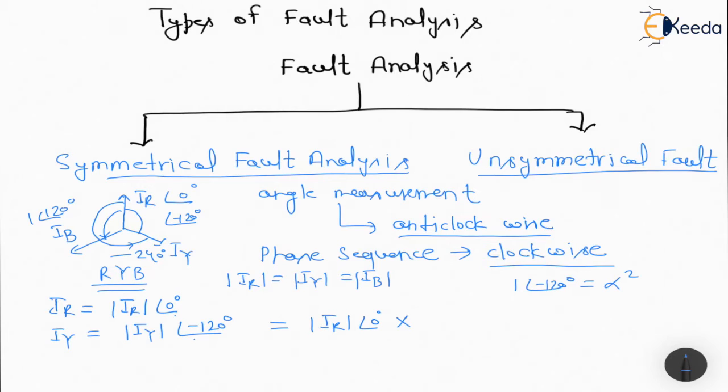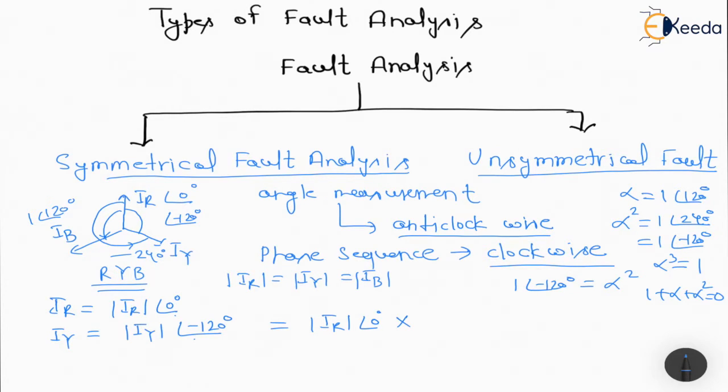We know the value of alpha. The value of alpha is equal to 1 at the angle of 120 degrees. The value of alpha square is equal to 1 at the angle of 240 degrees, or you can say 1 at the angle of minus 120 degrees, and the value of alpha cube is equal to 1, and the value of 1 plus alpha square will be equal to 0. So these things you have studied in complex variables in mathematics. If you remember the formula, it's okay. Otherwise, you have to remember it right now.